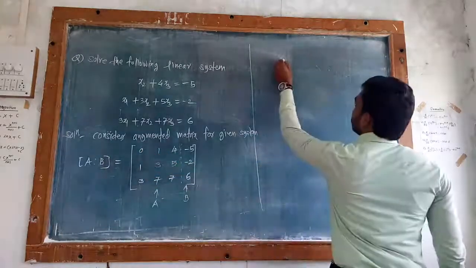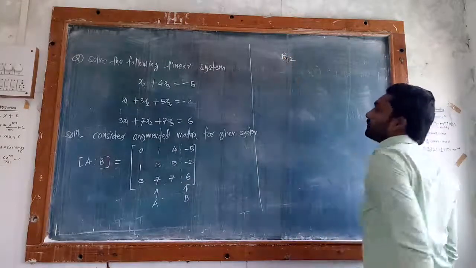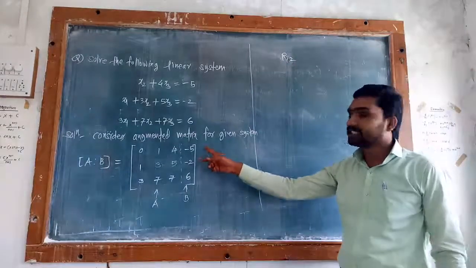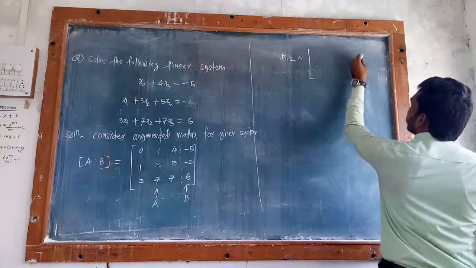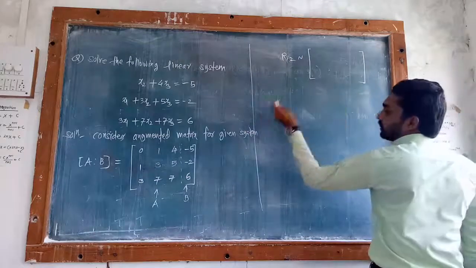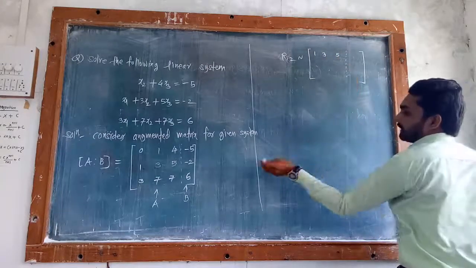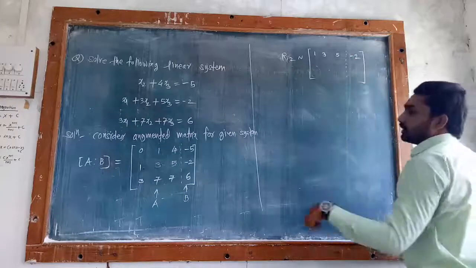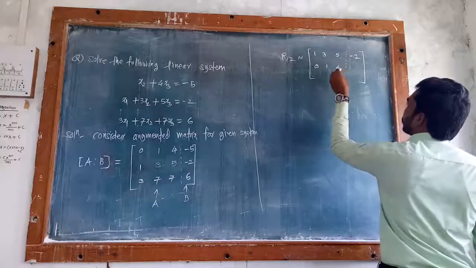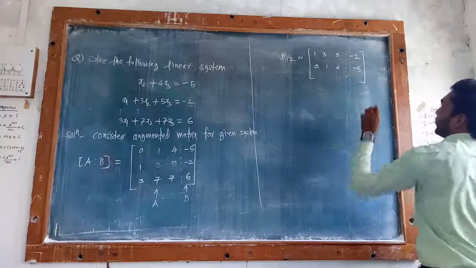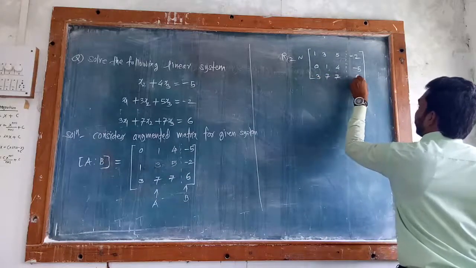So what is your row operation? We take R12, that means we interchange the first and second rows. Then the augmented matrix becomes: first row 1, 3, 5 and the constant minus 2. Second row 0, 1, 4 and the constant minus 5. Third row is 3, 7, 7 and 6.